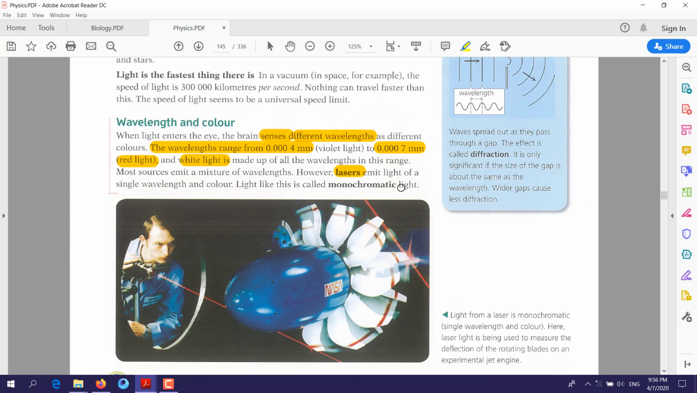But we have lasers. Lasers emit light of a single wavelength and color. When a laser gives light, it gives one color, for example, as you can see here, it's red. It gives one light with one wavelength. This kind of light is called monochromatic. Mono means one, chromatic refers to color, so it means one kind of light.